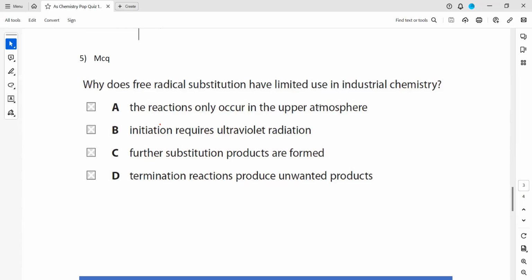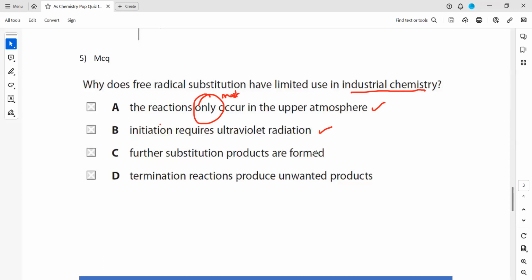The reactions only occur in the upper atmosphere. This is right, free radical reactions can easily happen in the upper atmosphere, because the earth's atmosphere blocks the UV light, and it does so through free radical reactions. But this is not the reason for limited use in industrial chemistry. The initiation requires ultraviolet radiation. That's also true. The statement is correct, but it's not the reason for limited use.